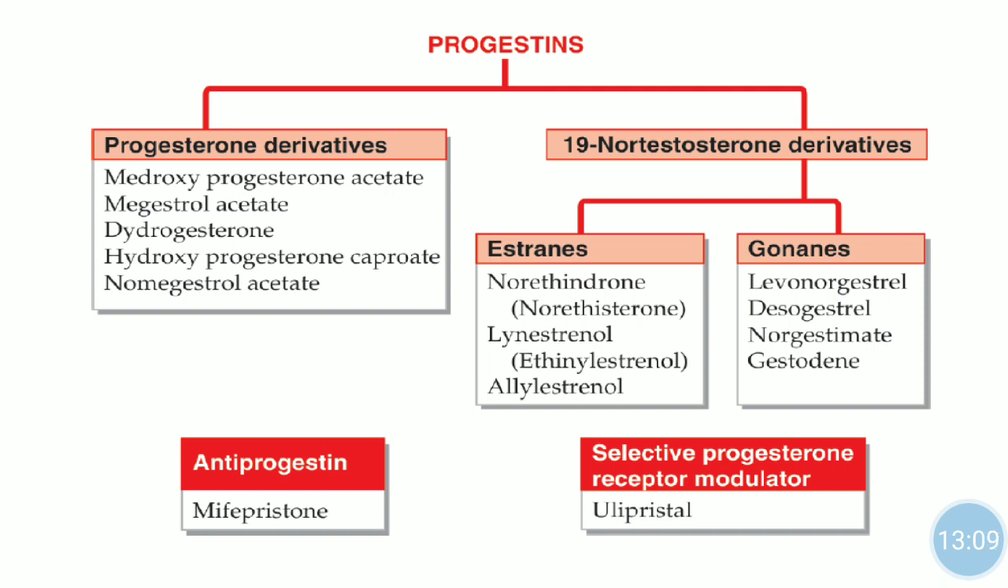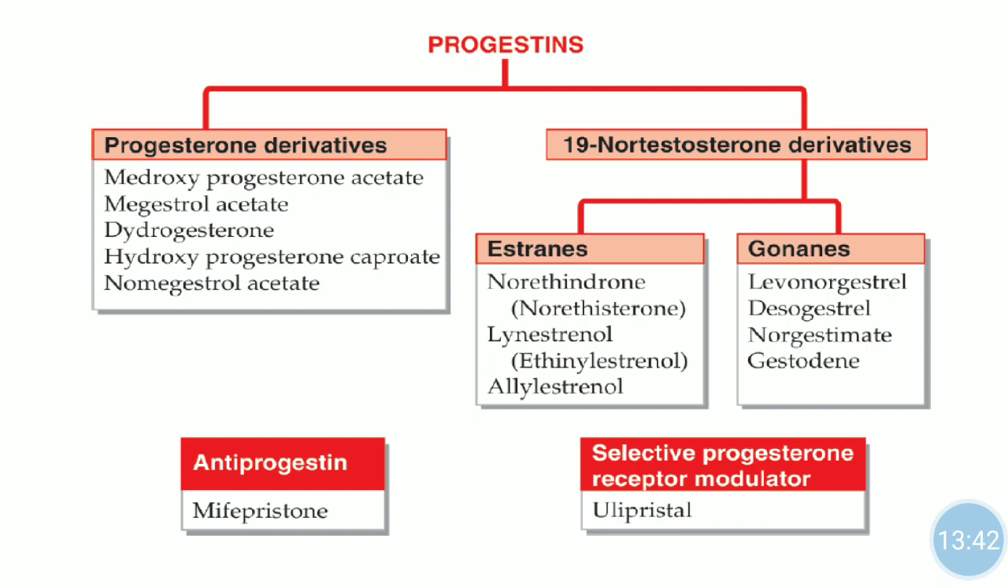Then some others are the anti-progestins. These anti-progestins are basically used for the termination of pregnancy. An example is mifepristone. This mifepristone is responsible for increasing the level of prostaglandins in early pregnancy. So if anybody wants to terminate the pregnancy, under a registered medical practitioner, these mifepristone tablets are generally prescribed.